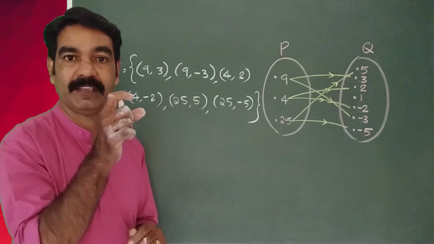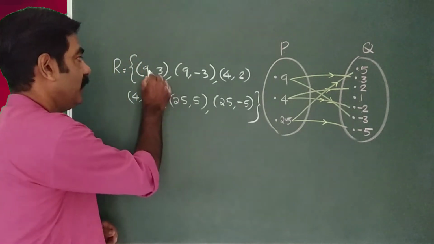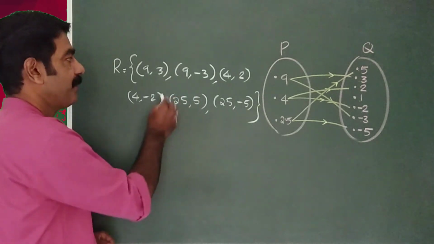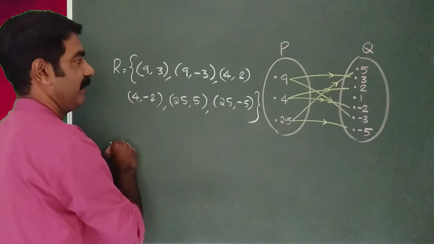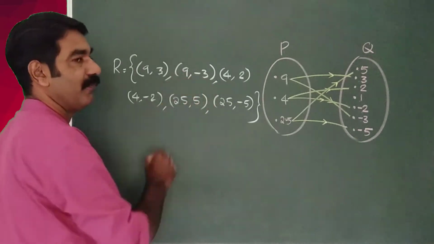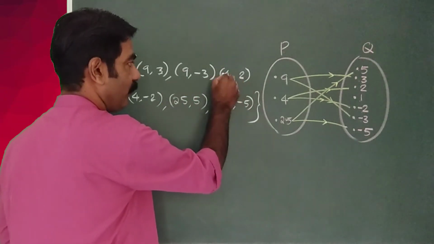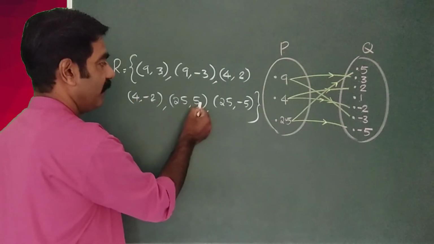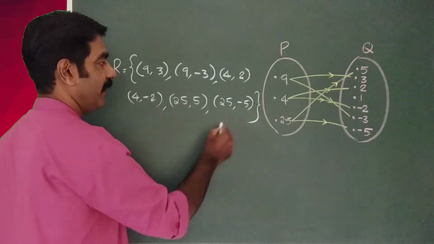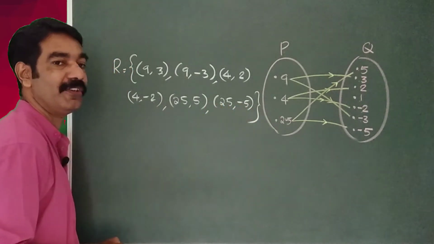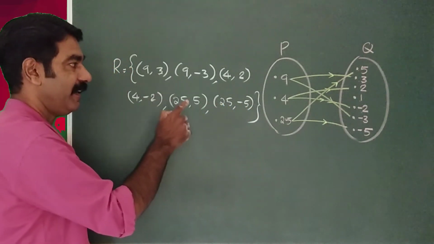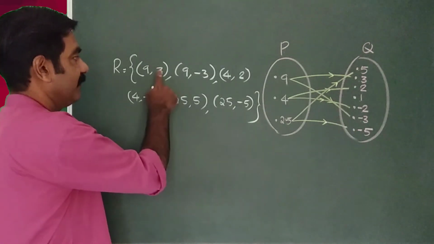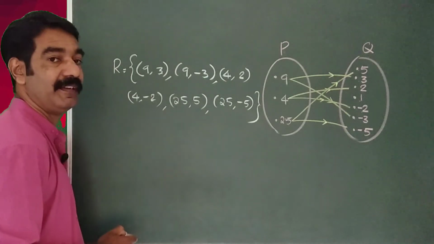So to change this into set builder form, what should we do? We have to find the relation between the first element and the second element. See, 3 is the square root of 9. Minus 3 also is a square root of 9. 2 is the square root of 4, and -2 is also a square root of 4. 5 is the square root of 25, and -5 also. So the second element is the square root of the first element.